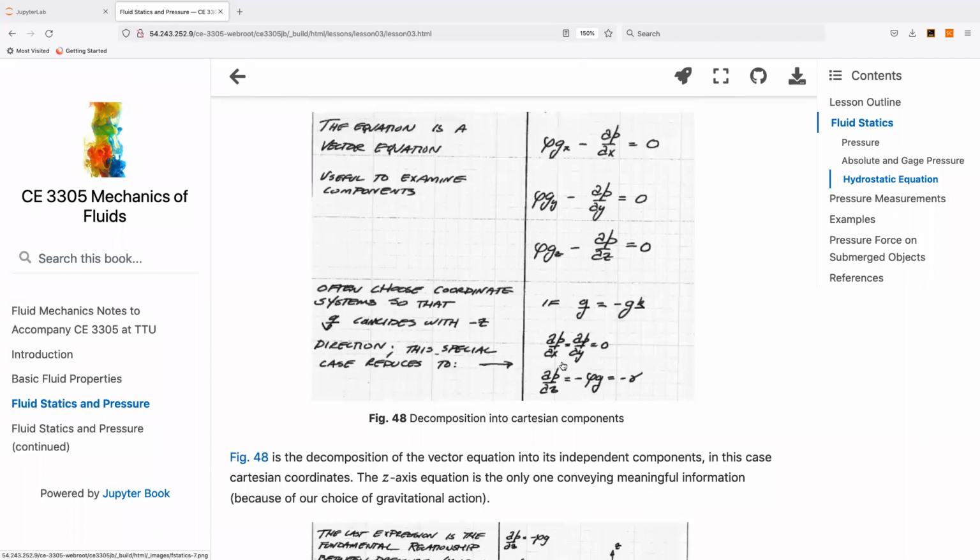The first one says that the change in pressure with respect to X is equal to the change in pressure with respect to Y is equal to 0. That means that at any elevation of fluid perpendicular to the gravity direction, pressure doesn't change. It means that the pressure right here, basically my nose height from the floor, is the same as the pressure in that corner of the room, my nose height to the floor, assuming the floor is reasonably level.